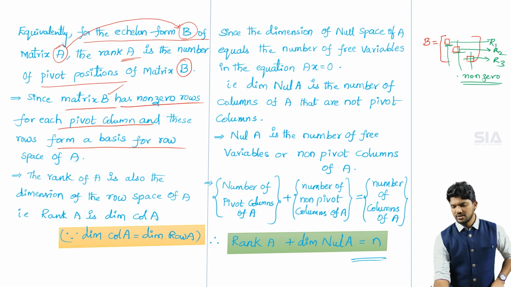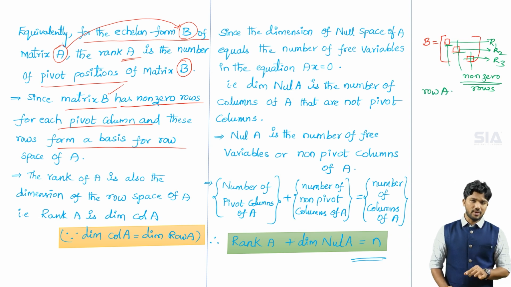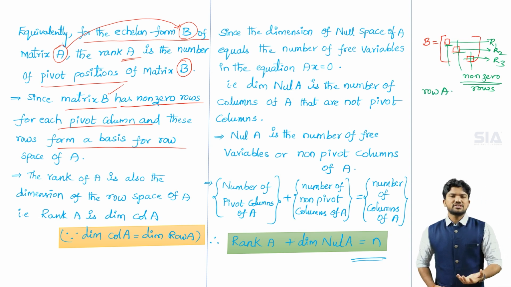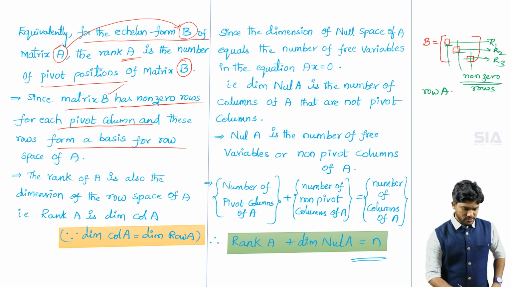రోస్. ఈ నాన్ జీరో రోస్ మనకి రో స్పేస్ ఆఫ్ ఏ ని ఫామ్ చేస్తాయి. యు నో వెరీ వెల్. ఓకే, that row vector we can consider as R1, R2, R3. So those rows form the row space of capital A. Okay, so row space of capital A. Any non-zero rows అయితే ఉంటాయో that is called the dimension of the row space of A.